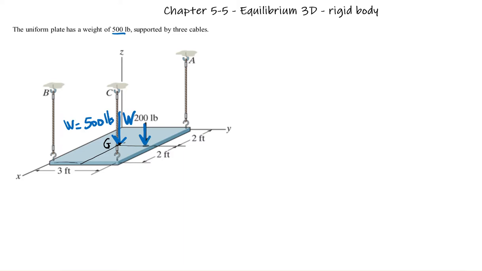Let me give some names. So it's A, B, C. Let me call this point D, that will be easier. And this one is at G. Now this plate is supported by 3 cables, and a cable is only in tension. So we have the 3 tensions of the cables. We will call this one TA, this one TC, and this one TB. We need to solve for TA, TB, and TC.